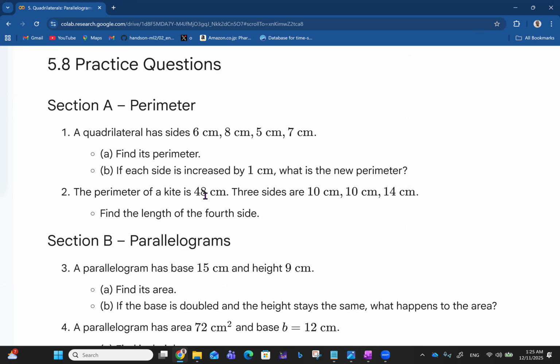The perimeter of a kite is 48 cm. Three sides are 10, 10, 14. So that'll be 34. So 48 minus 34 is just 14. So the length of the fourth side is simply 14 cm.